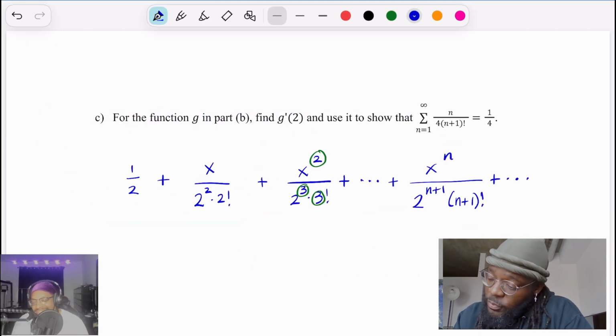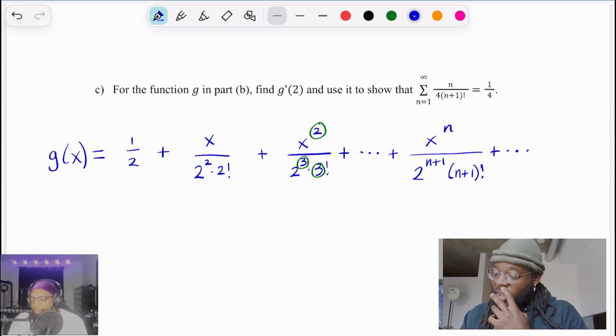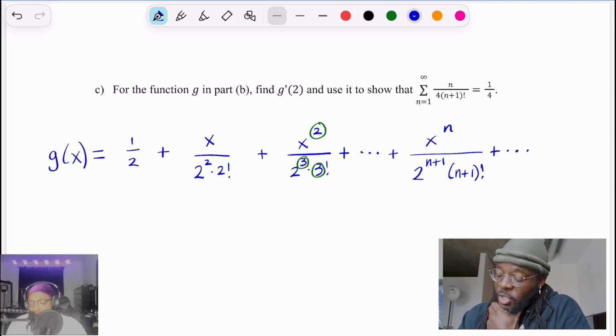The iPad is super clutch. All right, so this is g of x. It says I want to find g prime of 2. I'm going to just differentiate this term by term, because this Taylor series is a polynomial and we can just differentiate polynomials term by term.